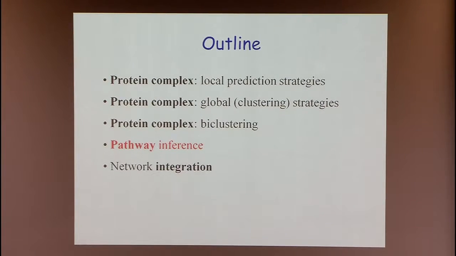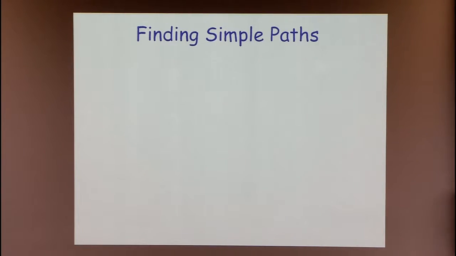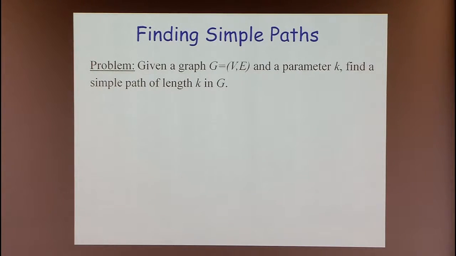Okay. So now I talked a lot about protein complex inference. What about pathway inference? So there was less work in this domain, so I will just mention some of it. So of course, the easiest problem to think about is simply finding a simple path in a graph. You don't just want to find any path, maybe you want to find the highest scoring path, or the most reliable path. Okay, so the problem is as follows. You are given a graph. Maybe you are given some parameter k, and you want to find the heaviest path of length k in your graph. Okay?